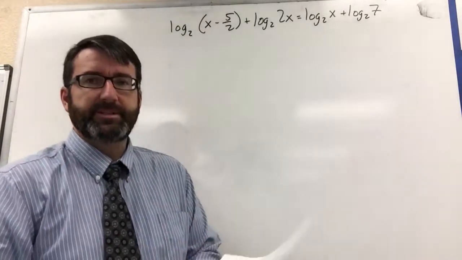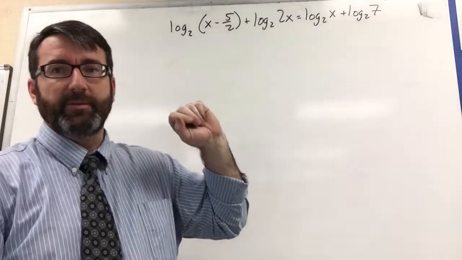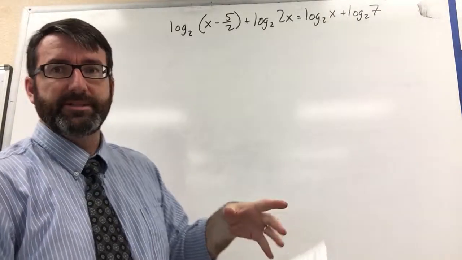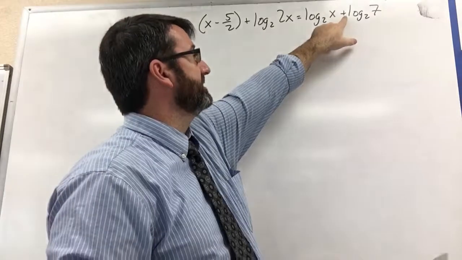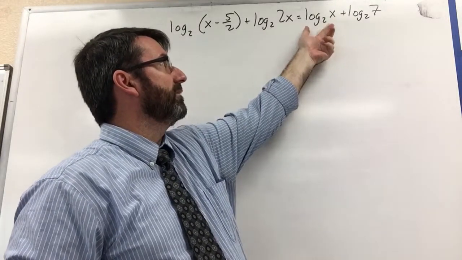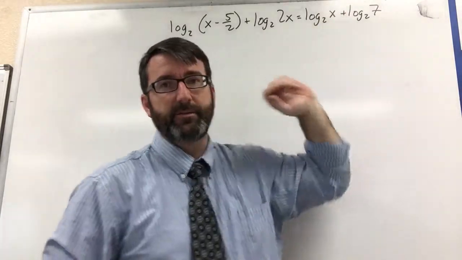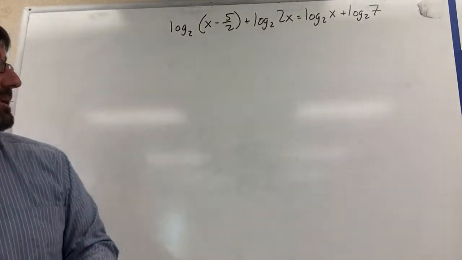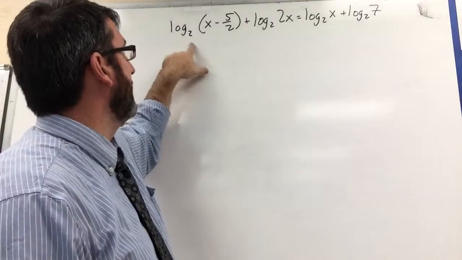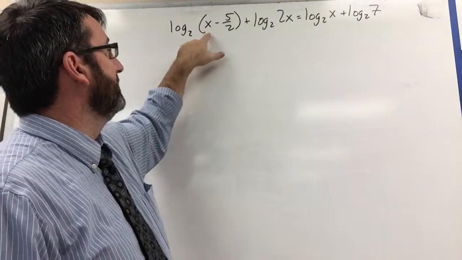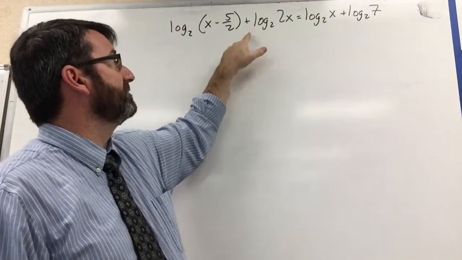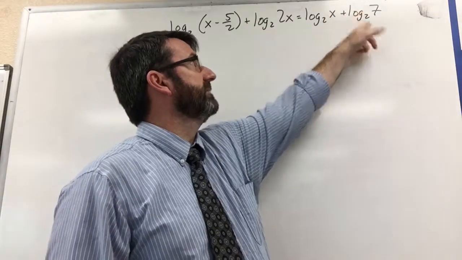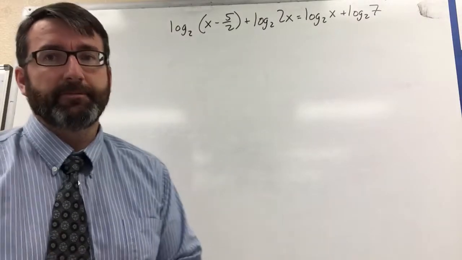All right, so for number 7, I have to begin with an apology. On the review that I gave you, there was a typo. There should have been a plus sign between log base 2 of x and log base 2 of 7. So the question as amended is now to solve for x, where log base 2 of (x minus 5 halves) plus log base 2 of 2x equals log base 2 of x plus log base 2 of 7.